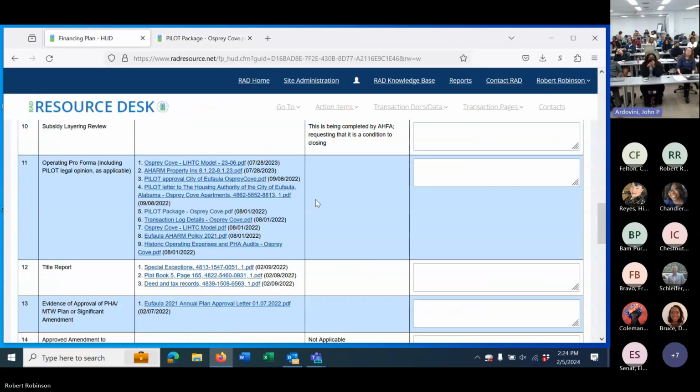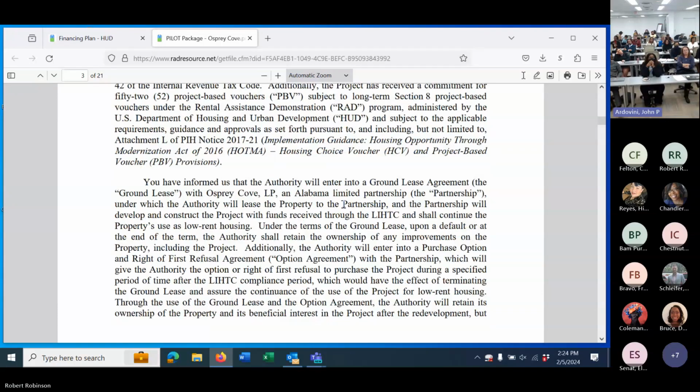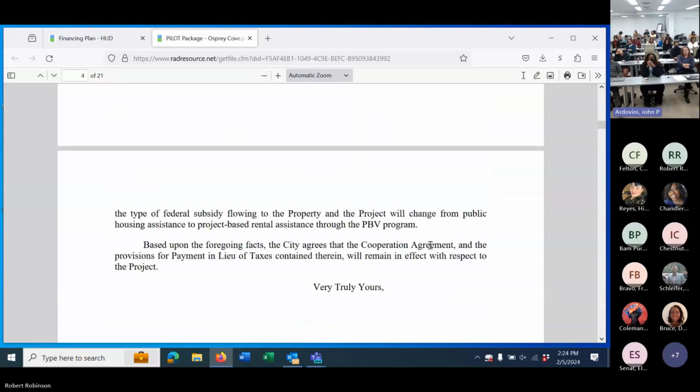So looking at what were you looking at, Robert? There's a pilot letter. Okay, so that's a sample pilot letter here, essentially indicating that it's a cooperation agreement that allows them to continue to pay a small amount as pilot.